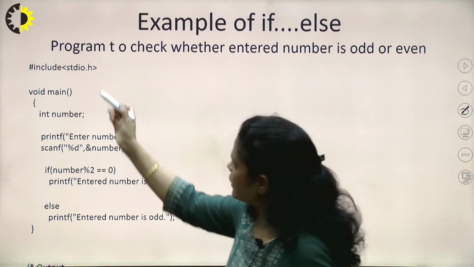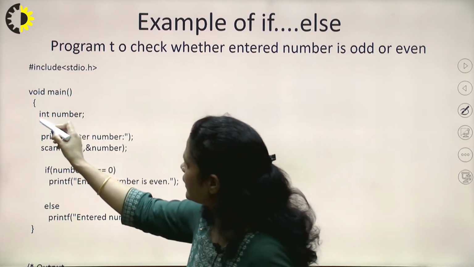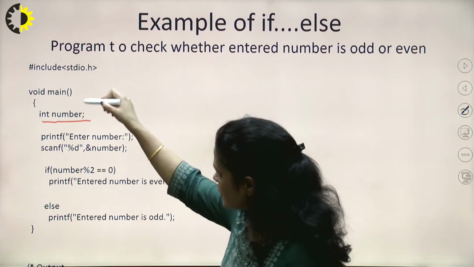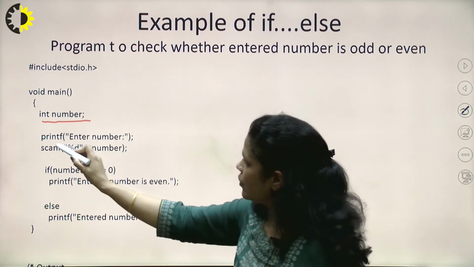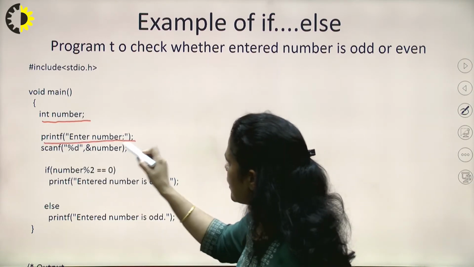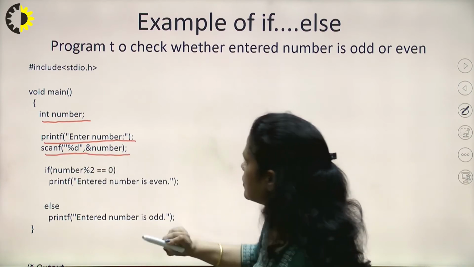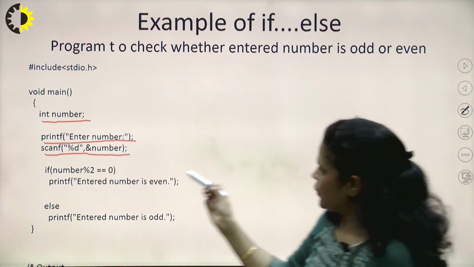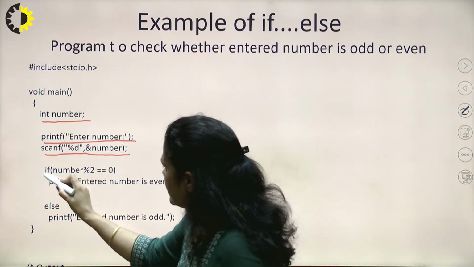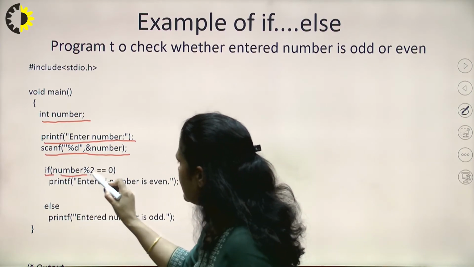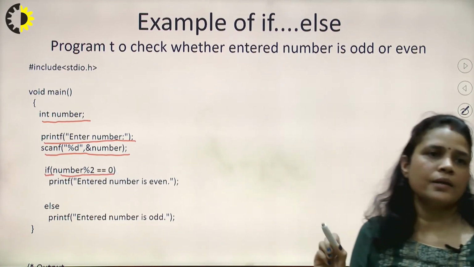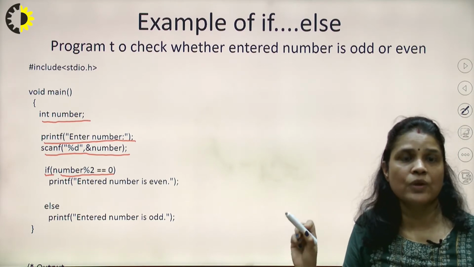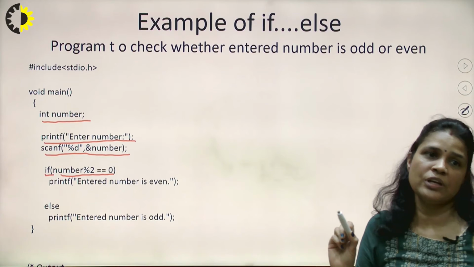So here in this program, we are taking an integer variable named number. We are taking the number from the user. So the user will give some value. Then we are writing if, and in the bracket we are writing the condition. Because this program is to check whether the entered number is odd or even.